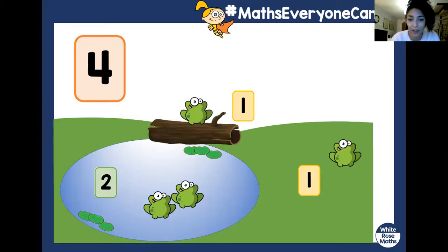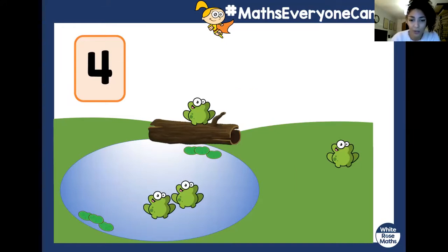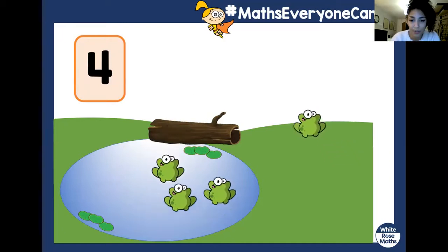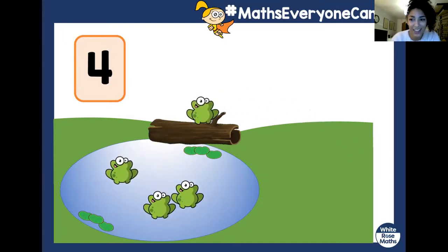Right then, let's look at another one. I'm going to tell the frogs, go. And freeze. However, where are they now? So how many frogs do we have in the pond now? We have 3 frogs in the pond. And how many on the log? 3 in the pond, and that's right, 1 on the log, because 3 and 1 make 4. We have 4 all together.